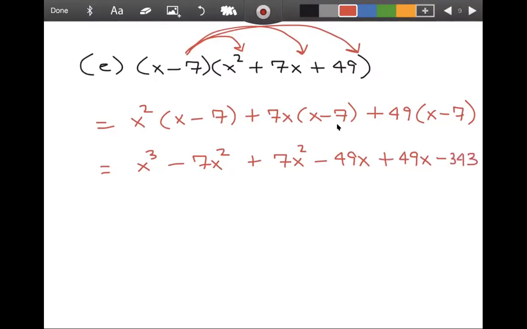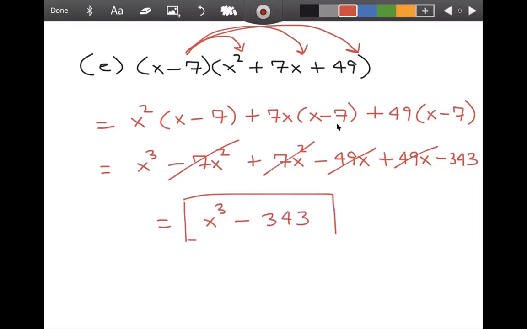Oh my gosh, look what happens. Not only do the x squared terms drop out, but so do the x terms. So amazingly, when I multiply this particular binomial by this particular trinomial, my answer is a binomial. So that's pretty surprising. We will talk in the next chapter, chapter 6, about why that happens.